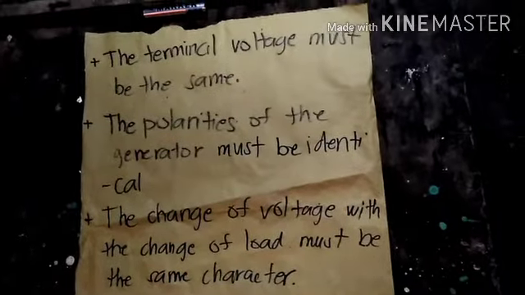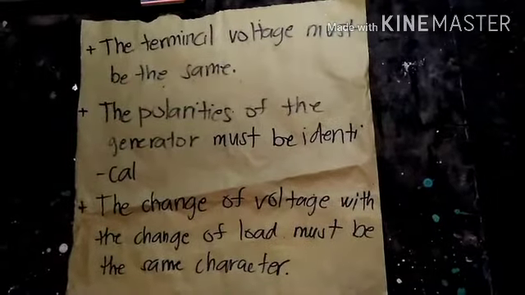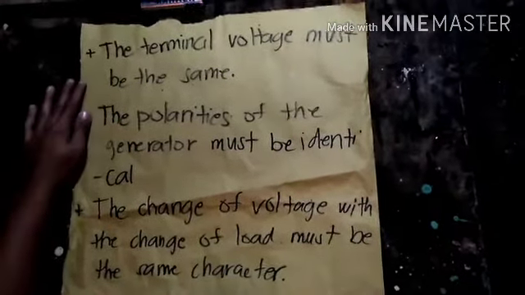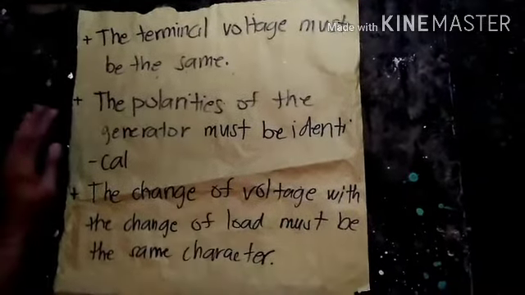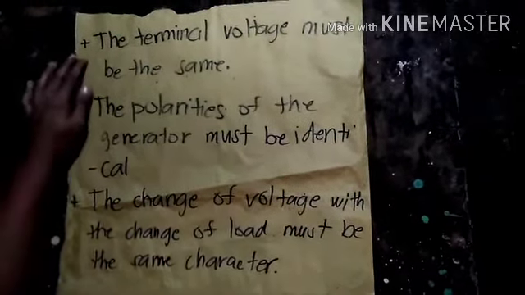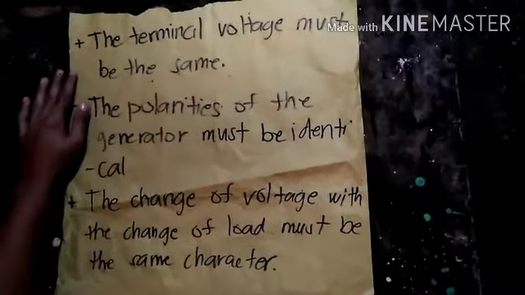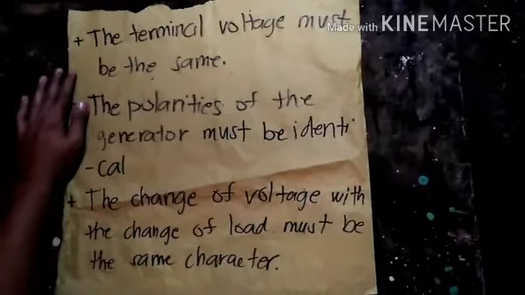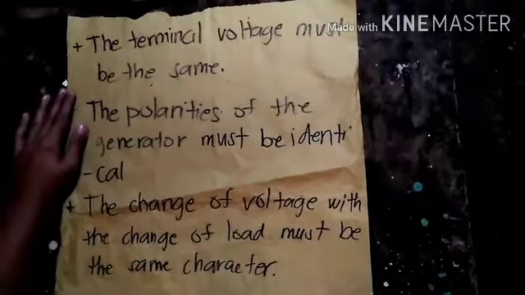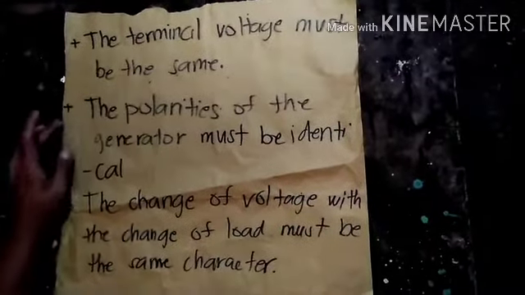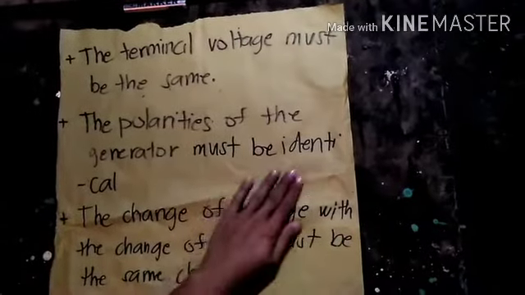Part 1, number 5. What are the requirements in order to successfully operate generators in parallel? I have some requirements needed in order to successfully operate generators in parallel. First, the terminal voltage must be the same, so each terminal of the generator must be the same. Next is the polarities of the generator must be identical.